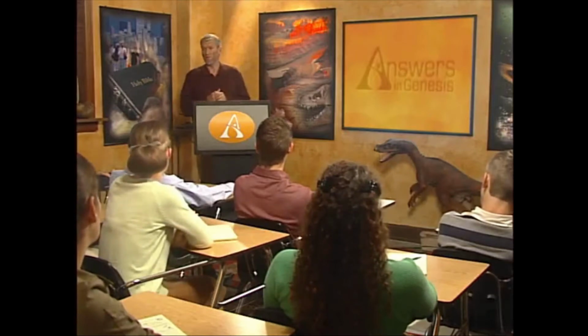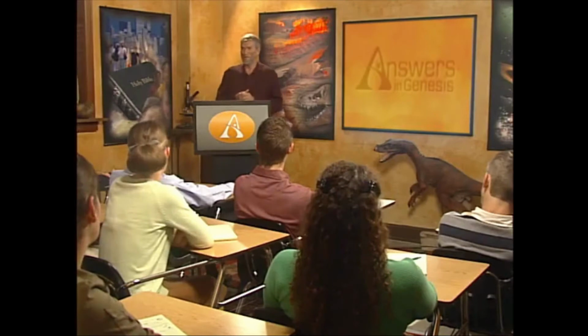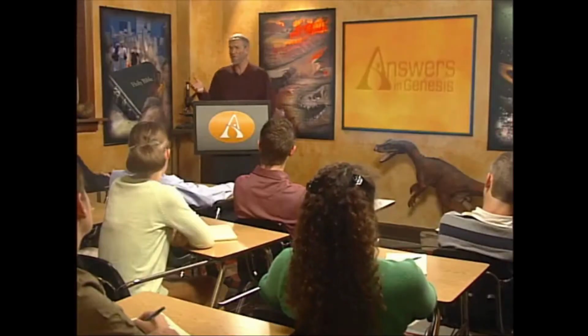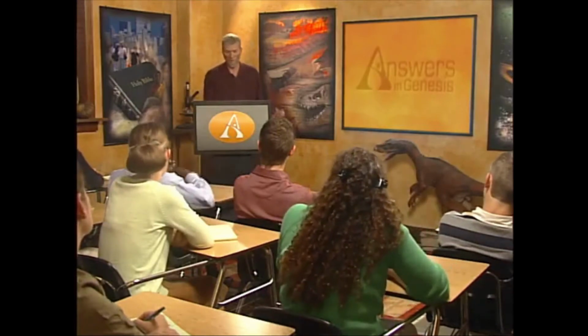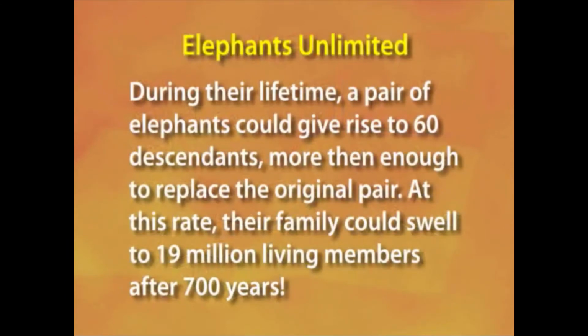About 4,500 years ago. Are you saying that well within that 4,500 years enough elephants were able to migrate from Noah's Ark and form different species and get up to Siberia and Alaska and produce millions of elephants that died and were fossilized there? Yes, in fact, it happened in much less than 4,500 years. Oh, wait a minute, it would take many years to get millions of elephants. No, here's a sign from the Natural History Museum in London. During their lifetime, a pair of elephants could give rise to 60 descendants, more than enough to replace the original pair.